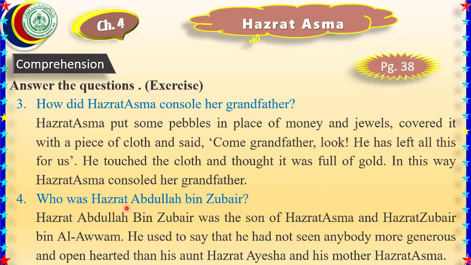Question number 4 is, who was Hazrat Abdullah bin Zubair? Hazrat Abdullah bin Zubair was the son of Hazrat Asma and Hazrat Zubair bin al-Awwam. He used to say that he had not seen anybody more generous and open-hearted than his aunt, Hazrat Aisha, and his mother, Hazrat Asma.